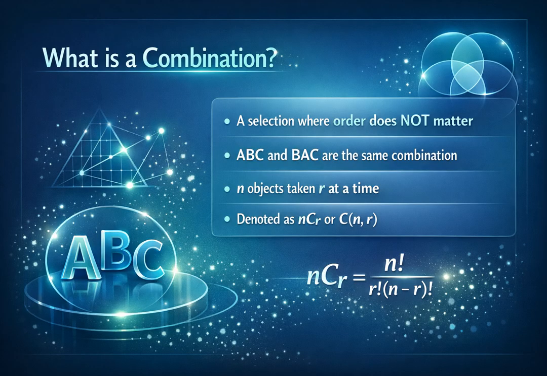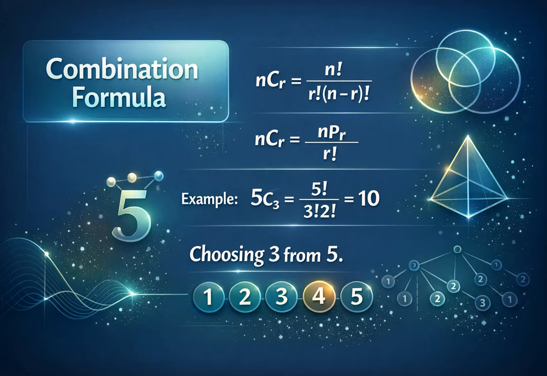We denote combinations as nCr or C(n, r). Choosing 3 people from a group of 5 for a committee is a combination. The order of selection doesn't matter. The combination formula is nCr equals n factorial divided by r factorial times (n minus r) factorial. The relationship with permutations: nCr equals nPr divided by r factorial. For example, 5C3 equals 5 factorial divided by 3 factorial times 2 factorial, which equals 10 ways to choose 3 from 5.